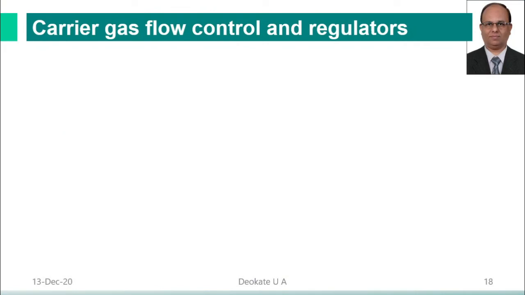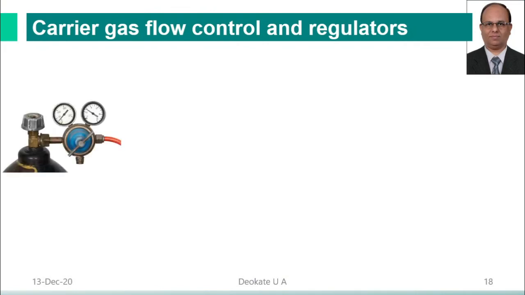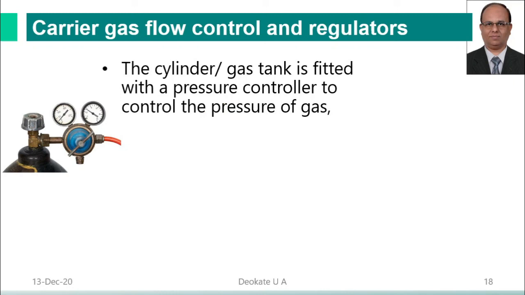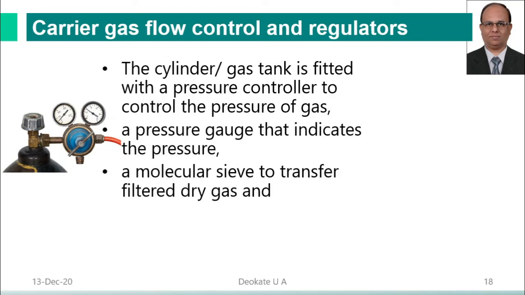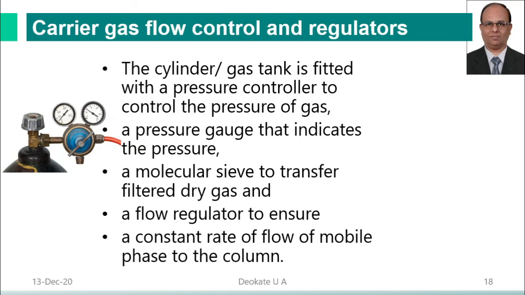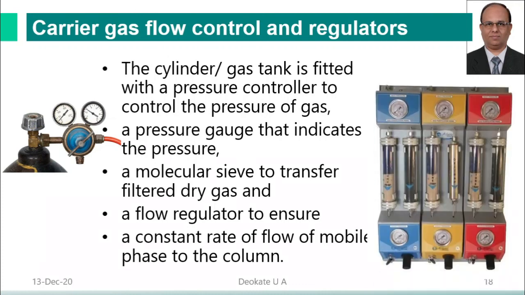Then we see the carrier gas flow controls and regulators. Generally, we have these two-stage regulators. The cylinders are fitted with a gas tank with pressure controller and a two-stage regulator, which will show you the pressure of your gas cylinders and the pressure of your system. It is with a diaphragm type of gas regulator. Handling of this regulator is typical. A pressure gauge indicates the pressure of your cylinder or the pressure of the system. Molecular sieves to filter and dry the gases are used.